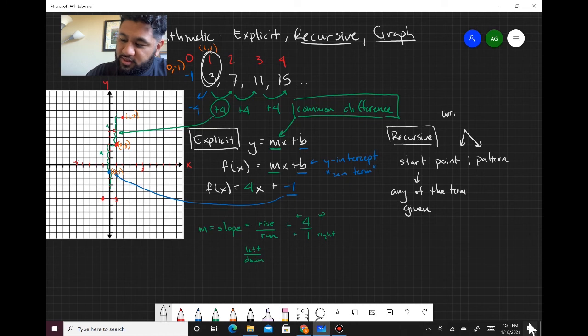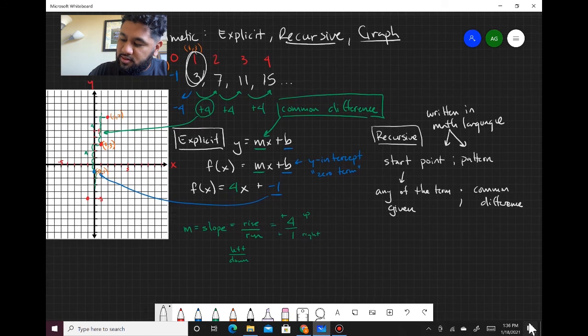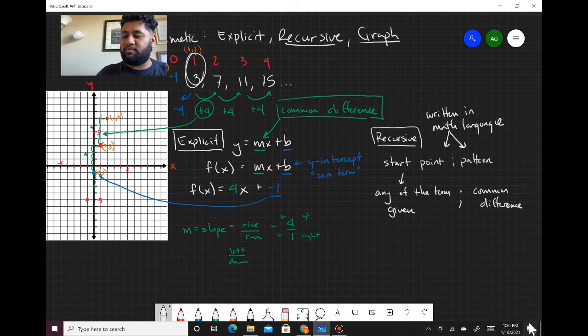Oh, that is one thing you have to remember. Written in math language. And then our pattern, you're gonna need the common difference. But again, it has to be written in math language, okay? So here's the answer for a recursive equation.